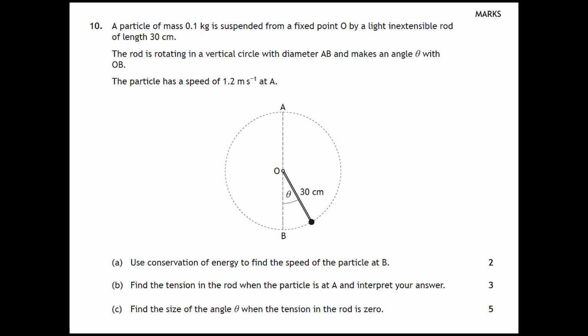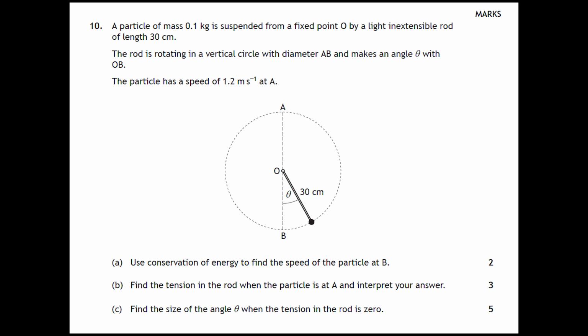Question 10. A particle of mass 0.1 kilograms is suspended from a fixed point O by a light inextensible rod of length 30 centimeters. The rod is rotating in a vertical circle with diameter AB and makes an angle theta with OB. The particle has a speed of 1.2 meters per second at position A. And there's a diagram there already, clear.